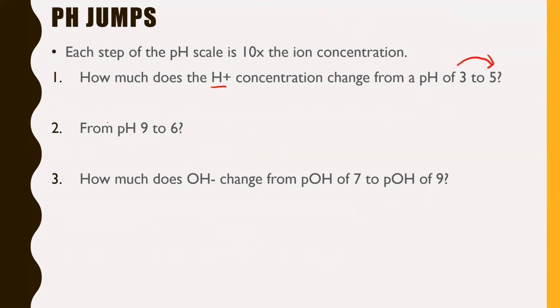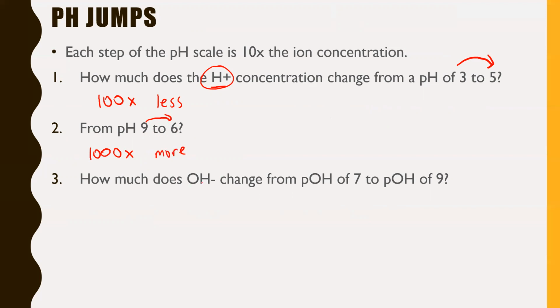Well, we kind of just did an example like this. It's definitely going to be 100 times, but since we're going from 3 to 5, we should say it's 100 times less, because H positive dictates how acidic something is. Since we are moving away from a very low pH, which is a high concentration, it's going to be less. Now, if we go from a pH of 9 to a pH of 6, this is a difference of 3, so it's going to be 1,000 times. And since we're going from 9 to 6, we're getting more acidic, so it's going to be 1,000 times more.